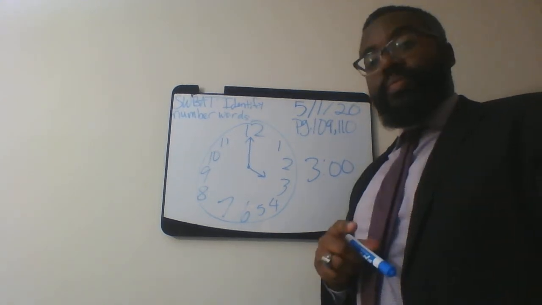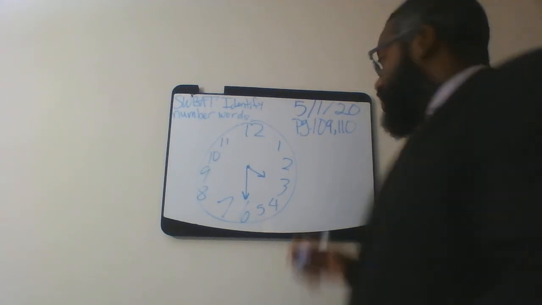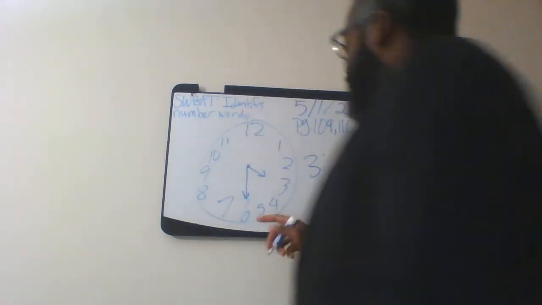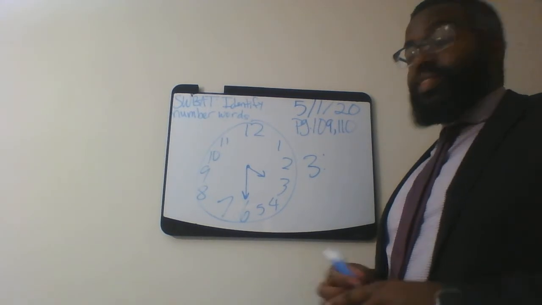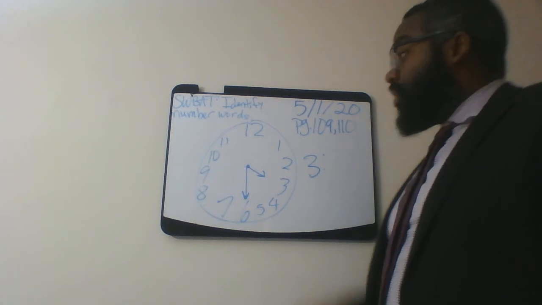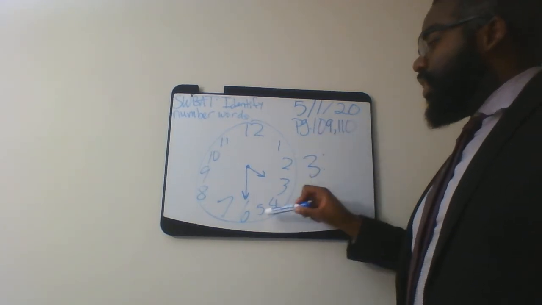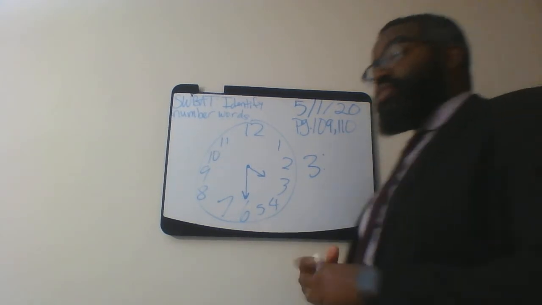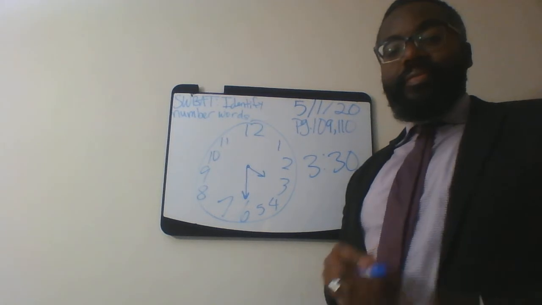Let's work on one more. Notice the hour hand is on 3, so we'll write the 3. But the minute hand is on 6. So what time would that be? Remember, you always start off at 1. You're counting by 5s. You always count by 5s. So 5, 10, 15, 20, 25, 30. So the time for that clock is 3:30.